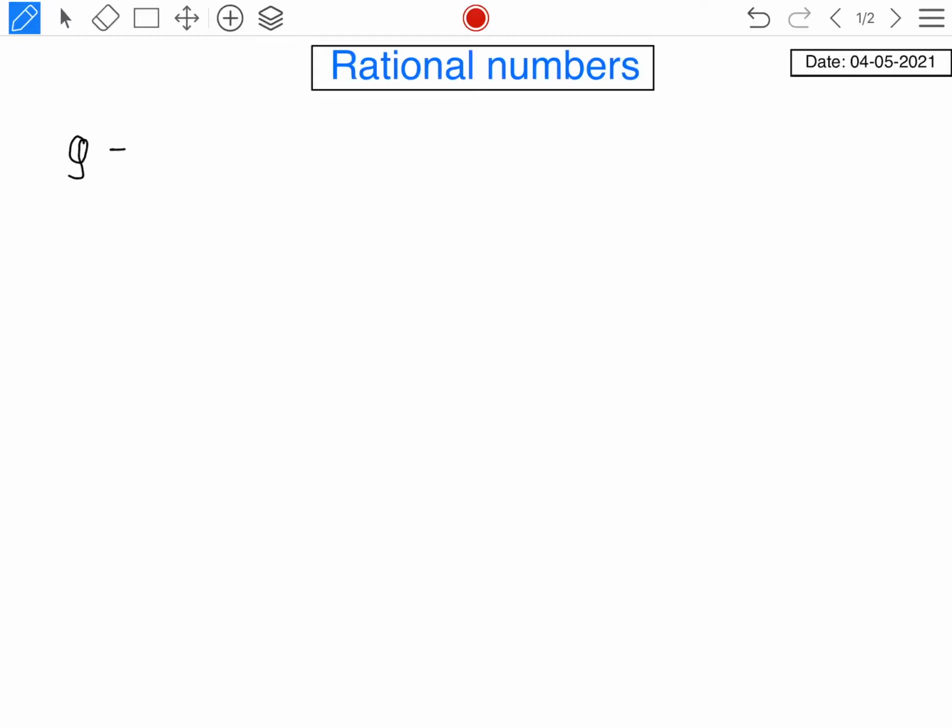We have studied that rational numbers are those numbers which can be expressed in the form of P by Q. Yes or no? That means rational numbers can be expressed in the form P by Q where P and Q are integers. That means they can be either positive or negative. Okay? And Q is not equal to 0. Q cannot be equal to 0 because I already told you that if Q is equal to 0 then the answer would be not defined.